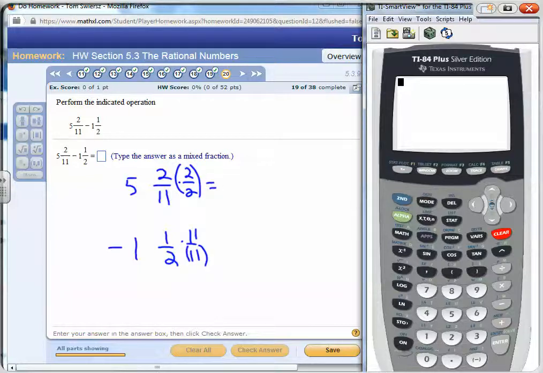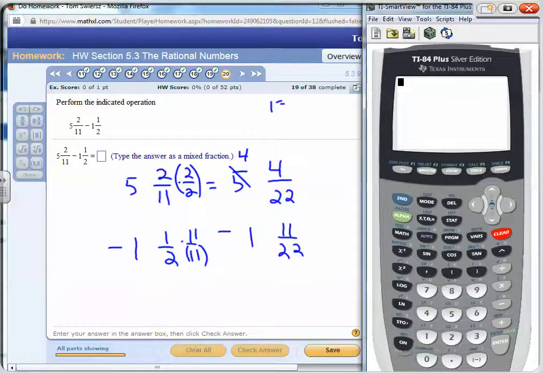So now the whole number is 5 still. 2 times 2 is 4. 11 times 2 is 22. Okay, the whole number is 1. 11 times 1 is 11 in the numerator. 2 times 11 is 22. And we're going to subtract. Now, we cannot subtract 11 from 4. So we have to borrow. We'll borrow a 1, cancel the 5, make it a 4.